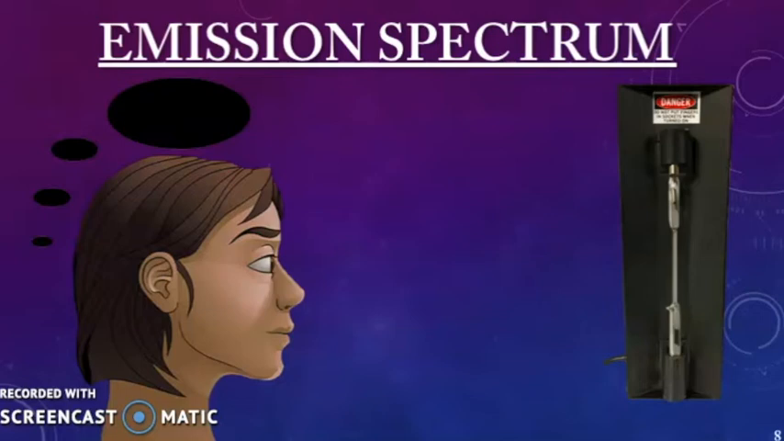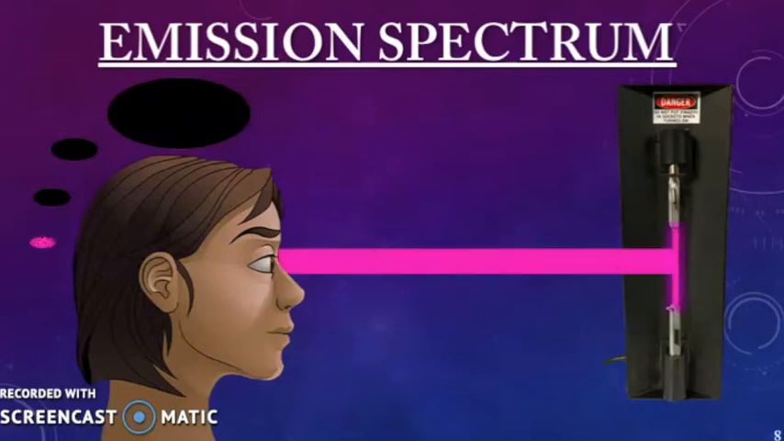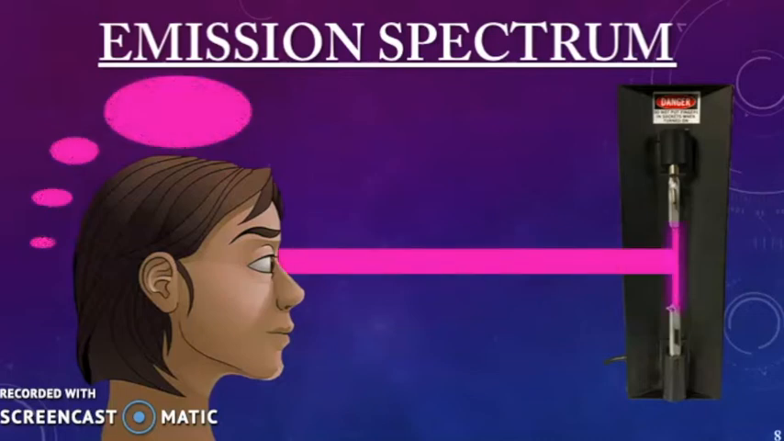And in this case, we're going to look at hydrogen first. I have hydrogen in there, and when I put it on, it actually gives off a pinkish color. So if I am looking at this, I would see, just like the guy sees, a pink color.